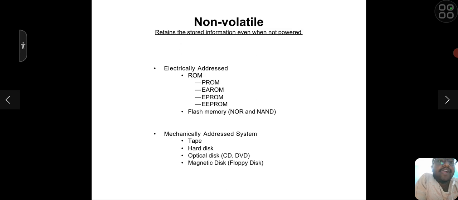Non-volatile memories are basically electrically addressed: ROM, PROM, EAROM, EPROM, EEPROM, and flash memory, NOR. Mechanically addressed systems are tape, hard disk, optical disk, and magnetic disk.